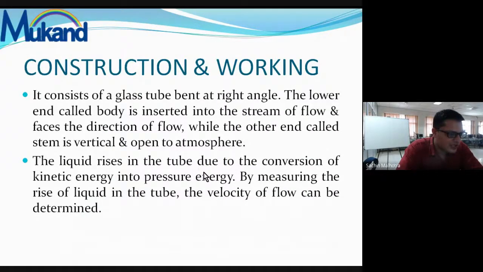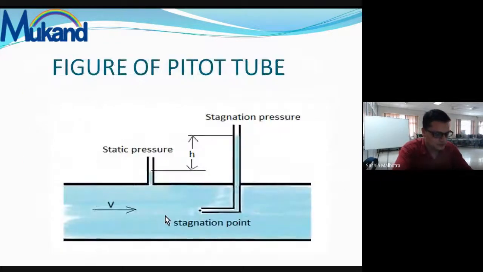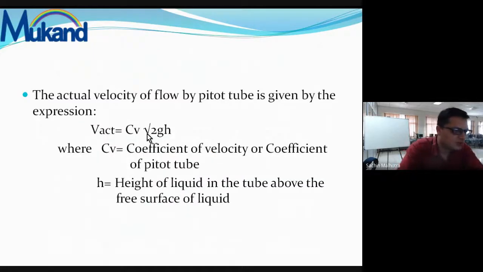The liquid rises in the tube due to the conversion of kinetic energy into pressure energy. By measuring the rise of liquid in the tube, the velocity of flow can be determined. When this tube is inserted into the flow, facing the direction of flow, the liquid rises up in the tube, and by measuring its height from the free surface of the liquid, we can find the velocity of flow by this formula.